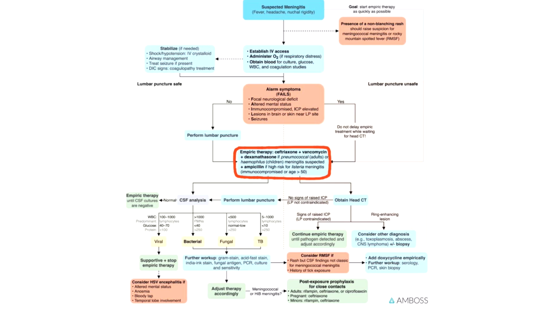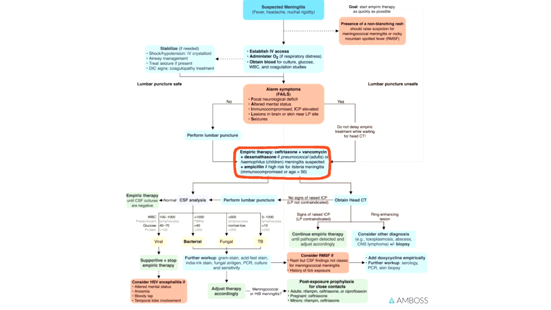But what if the patient is above 50 years old or they're immunocompromised? Well, in those cases, you're actually going to add ampicillin. And the reason for that is because these patients are often at risk of listeria, and ampicillin will cover it. So if they're immunocompromised or above 50, give ampicillin.